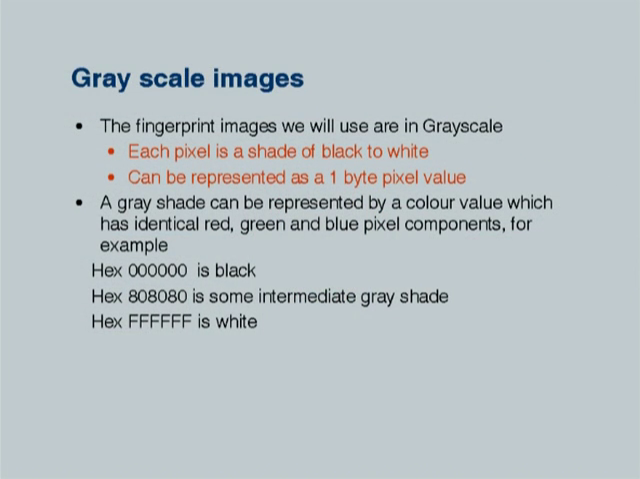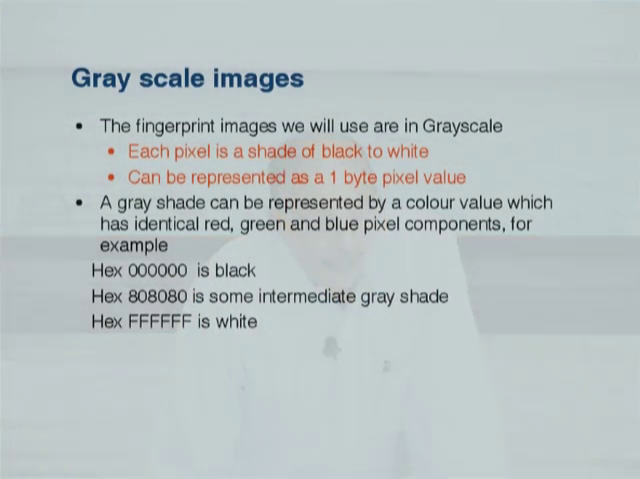Now, the fingerprint images that we use are in grayscale, as I mentioned. Each one has a 1 byte pixel value. So a gray shade can be represented by a color value which has identical red, green, and blue pixel values. For example, hexadecimal 000000 is black. Hexadecimal FF, which is nothing but 255, is the maximum value a byte can contain. FFFFFF will represent white. 808080, for example, is some intermediate gray shade. Like all gray shades can be represented exactly. So you need exactly 256 color values to map every pixel.